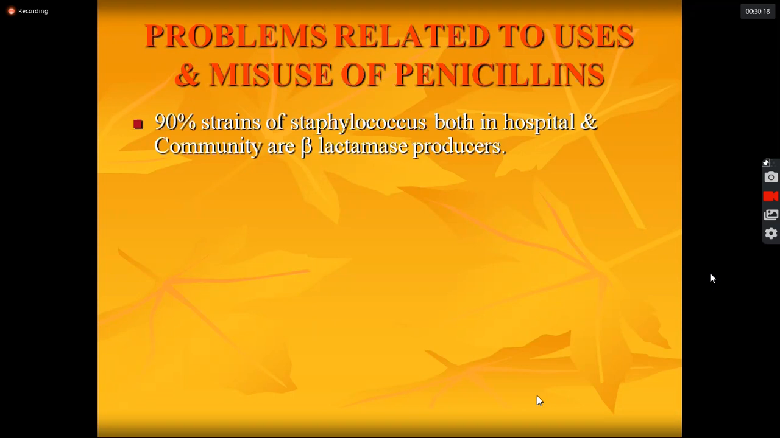Just look at the figure. 90% of strains of Staphylococcus, both in the hospital and the community, are beta lactamase producers. And those beta lactamase producers are resistant to the normal penicillins. We have to use an anti-staphylococcal agent to be effective against them. And the more selective the agent, the more expensive it becomes. So it is not only about prescribing a drug or writing down the drug. You have to think about the economy, whether the patient can afford it, and the misuse.